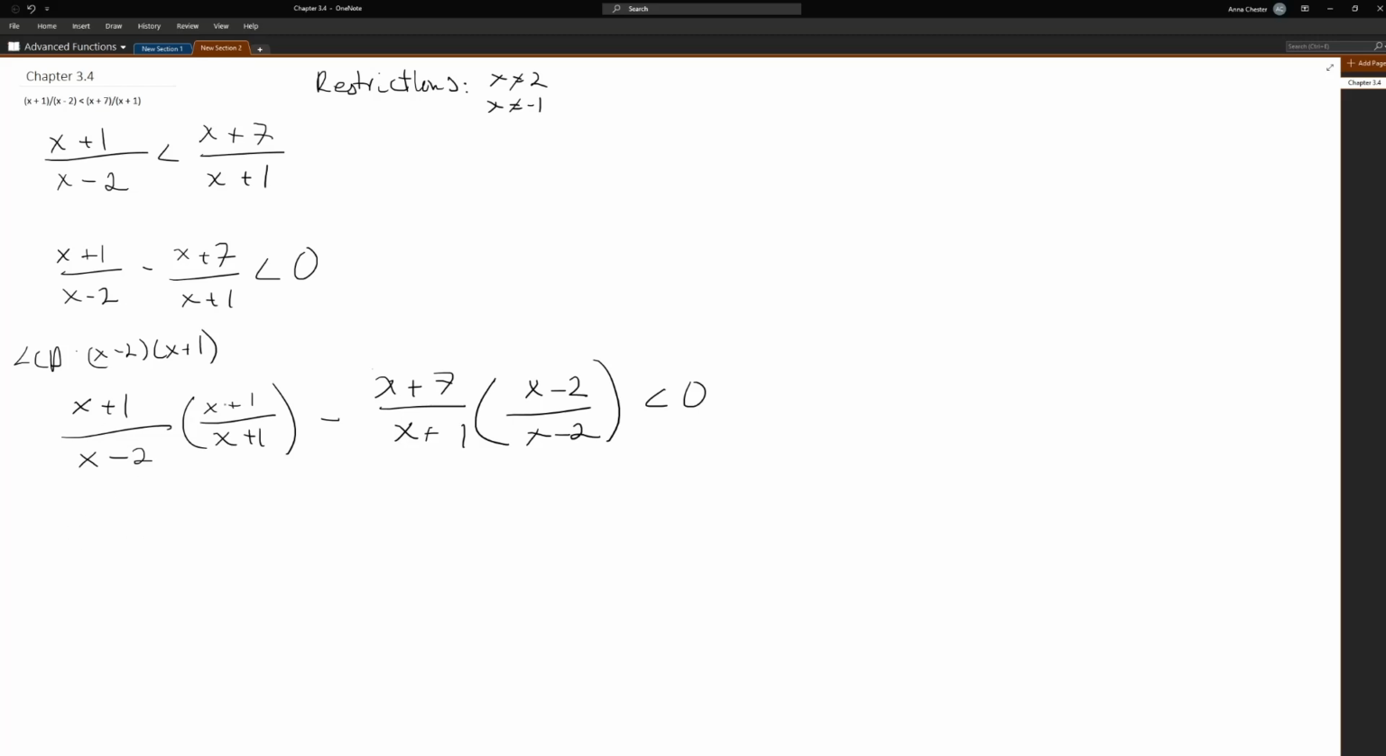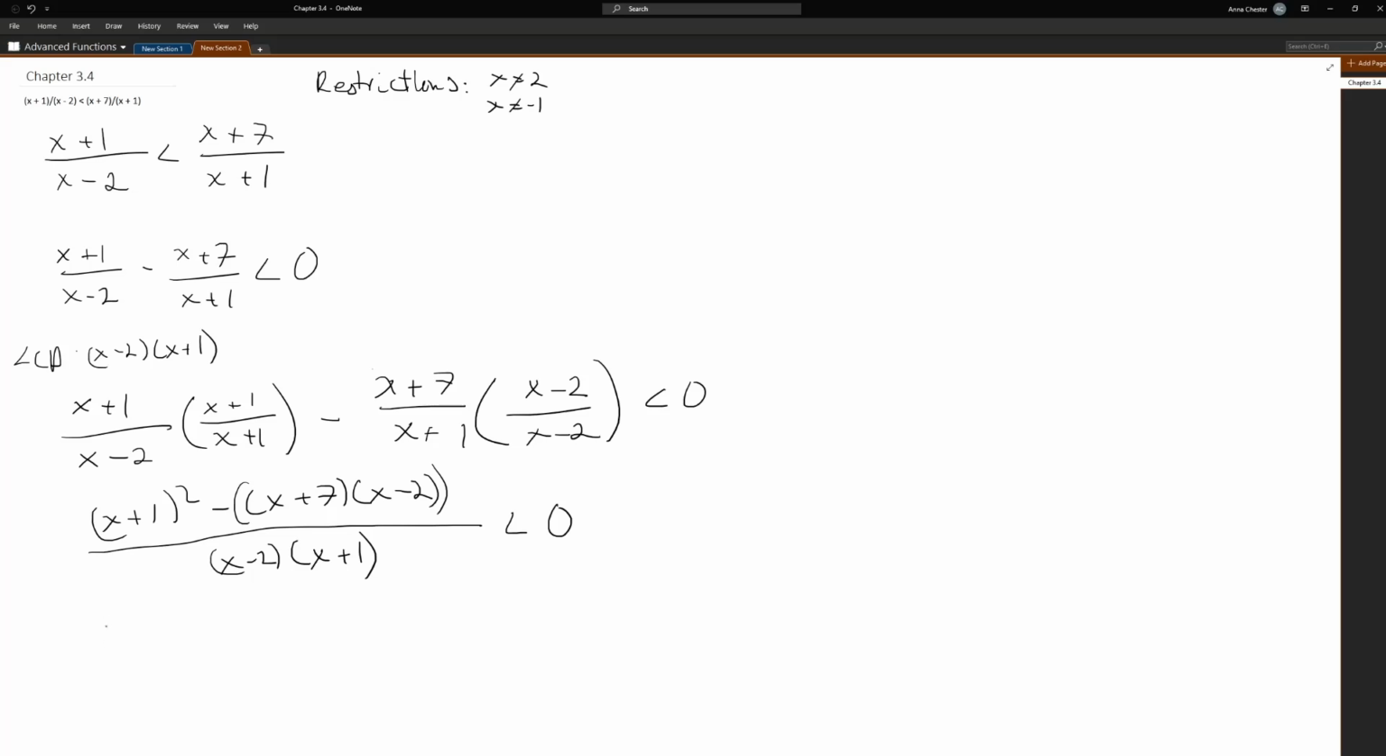Now, with that, what we actually get is (x plus 1) squared minus (x plus 7)(x minus 2) over, since all the denominators are now the same, (x minus 2)(x plus 1), smaller than or equal to 0. So over here, this is very important to remember: we have to keep it. Now let's expand the top.